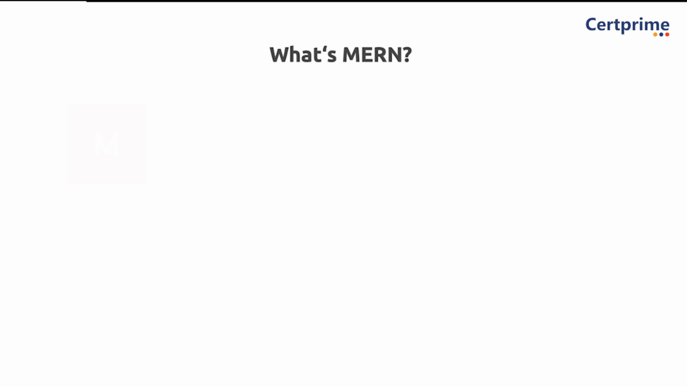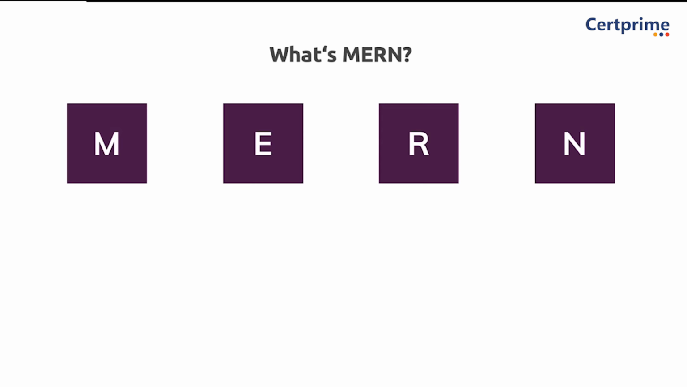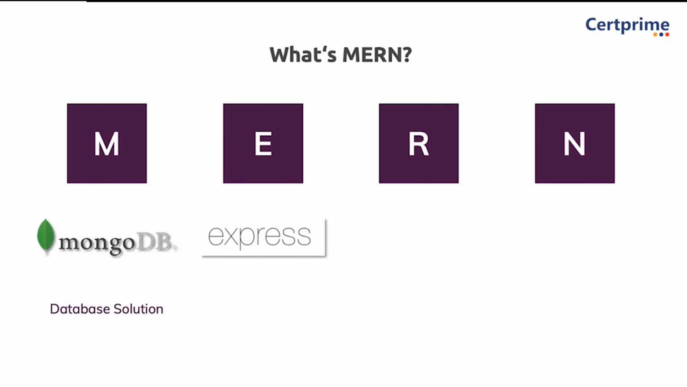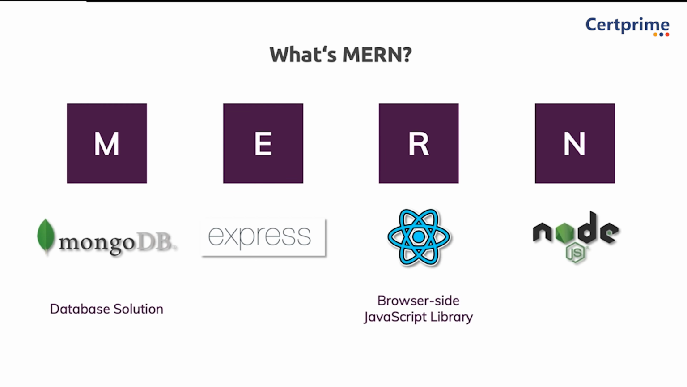So what's MERN? What does MERN stand for? The M stands for MongoDB, and that is a database solution. The E stands for Express. I'll come back to what this is in a second. The R stands for React.js, and this is a browser-side JavaScript library that helps us build amazing user interfaces. And the N stands for Node.js.